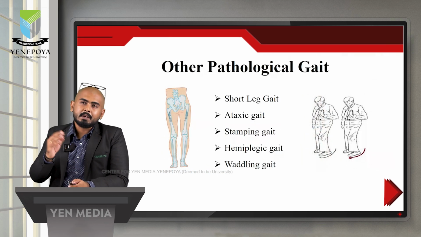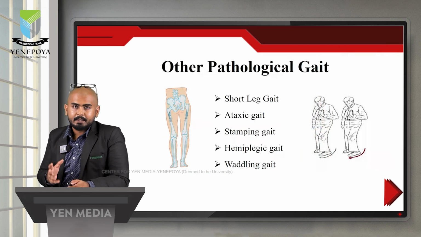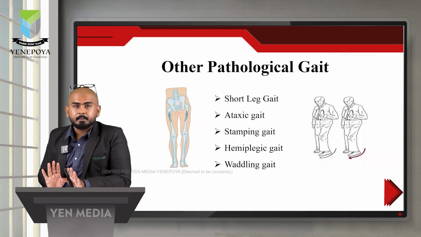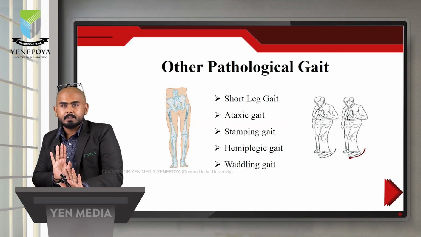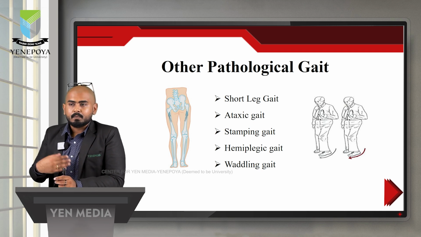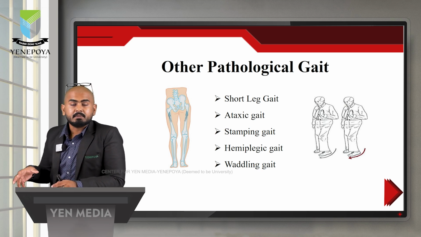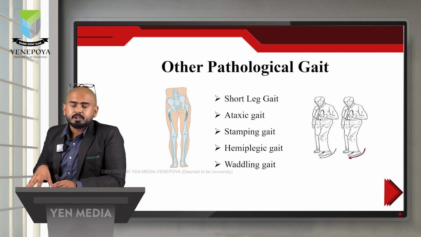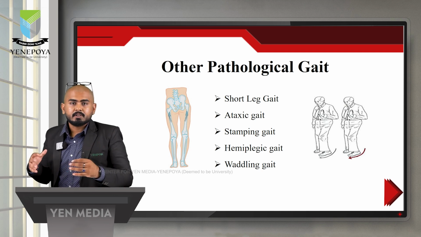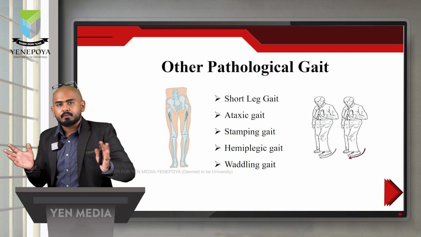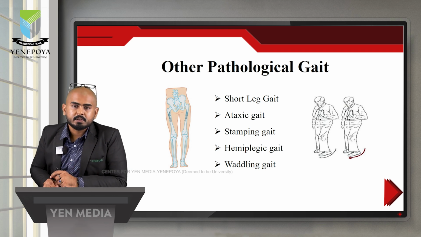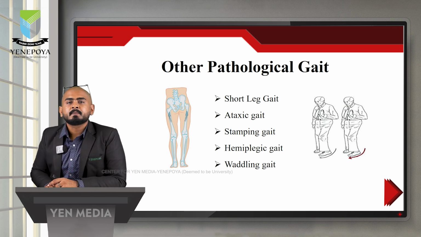Moving on to some other pathological gaits, there is short leg gait. That is when there is limb length discrepancy, when one leg is longer or one leg is shorter, they tend to compensate or walk in such a pattern. Ataxic gait is a gait associated with ataxia, a coordination issue, where they'll be walking as if they're drunk. It's also called drunken gait, with full-on issues of balance and coordination.